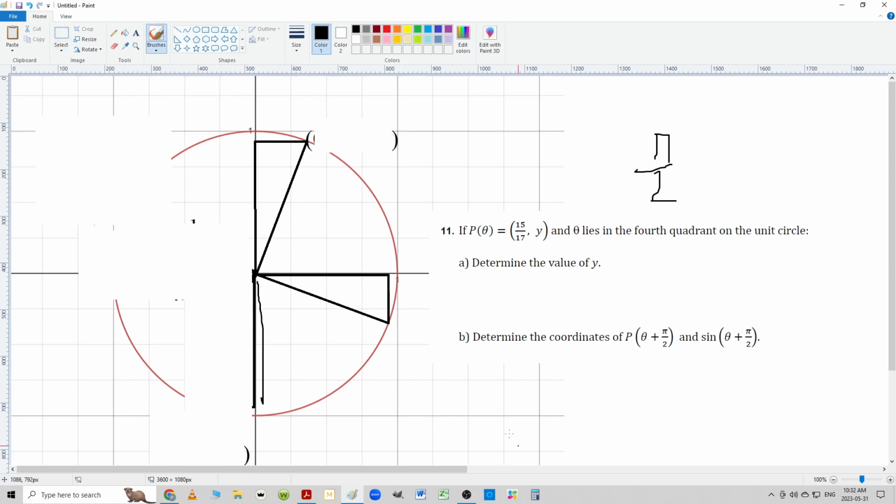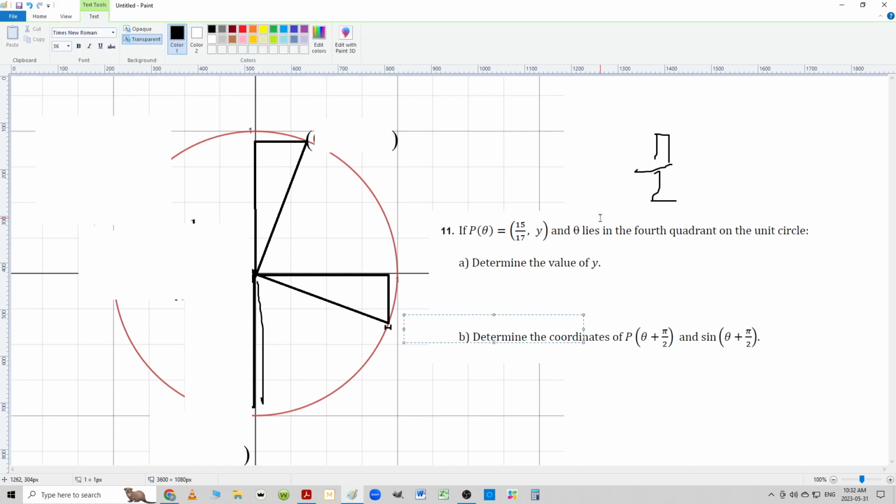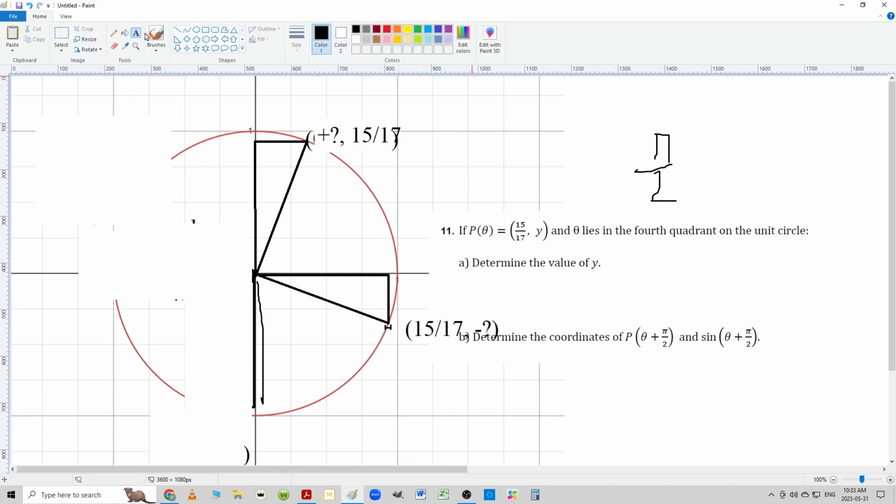It means whatever x, y value I find here, and I know one of the x values is going to be 15 over 17 because they've told us it is, the y value is going to be negative something. We don't know what. But up here, they're going to swap, and they're going to be positive because we're in quadrant 1 now. So it's going to be the positive version of the question mark. But it's still going to be 15 over 17 over here. I can even answer this part here.